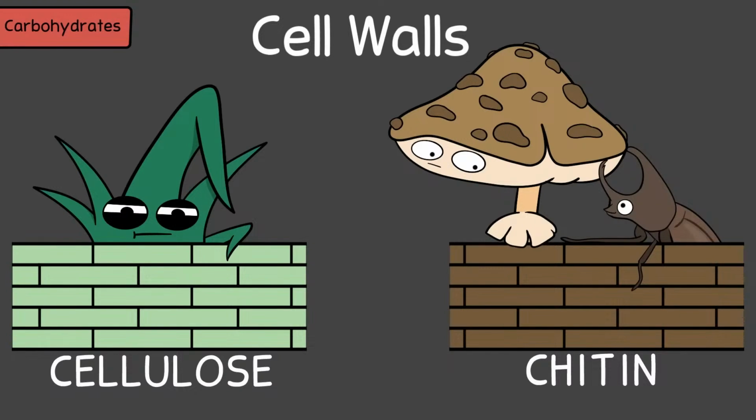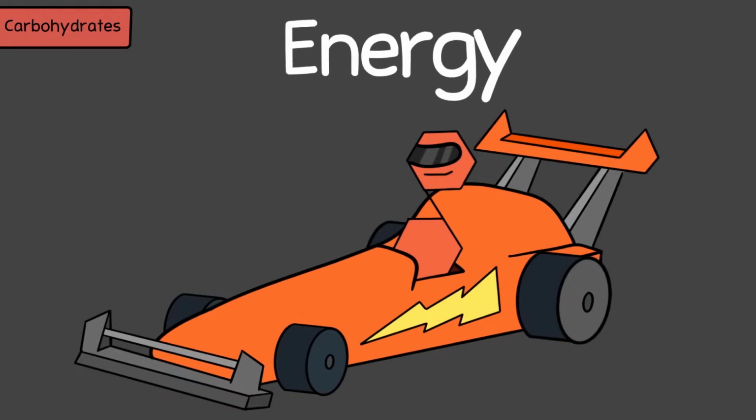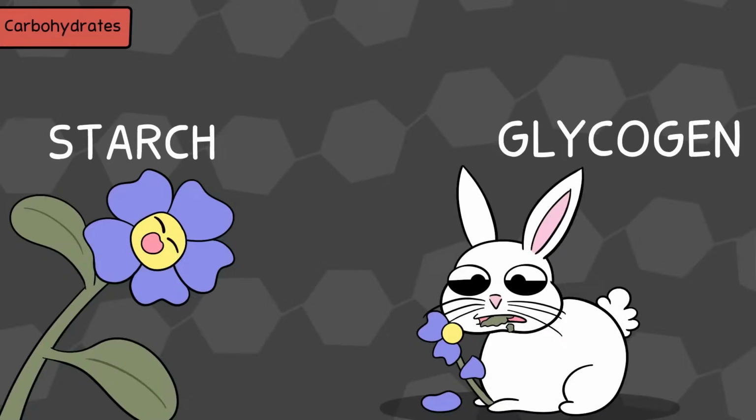Fun fact: that carbohydrate chitin is also what makes up the exoskeleton of insects. We mentioned glucose is used to make ATP. That makes carbohydrates a fast source of energy for cells. So that's a big function for carbs, a major energy source that cells can access. That energy can be stored in a polysaccharide form. Remember, a polysaccharide is a big carbohydrate, such as starch for plants or glycogen for animals.